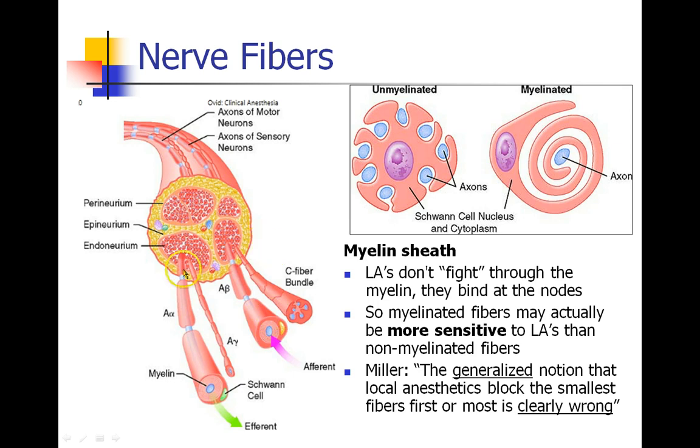Then the nerve fibers are here surrounded by endoneurium. They're grouped into these fascicles, which are surrounded by perineurium. And finally, the whole structure of the axon contains this epineurium.